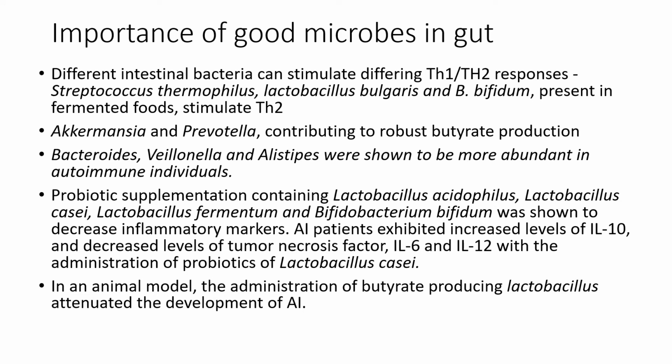In a lecture given a number of years ago by Dr. Holtorf, he talks about the importance of good microbes in the gut. So different intestinal bacteria can stimulate differently the Th1 to Th2 response. So Strep thermophilus, Lactobacillus species, and Bifido species can have an effect on this, and they're found in fermented foods. They can kind of stimulate the Th2 aspect of things. There are other microbes that also contribute to the robust butyrate production.